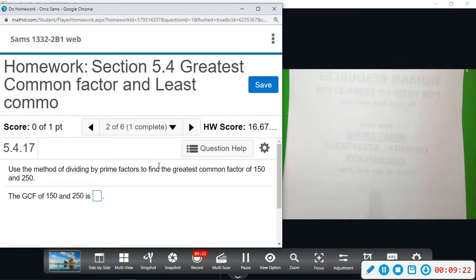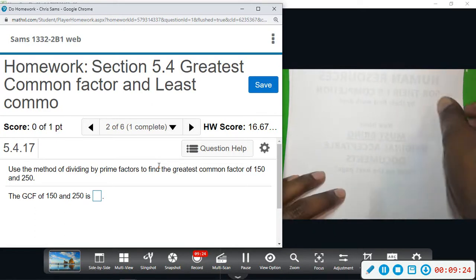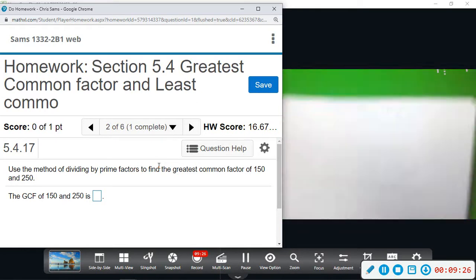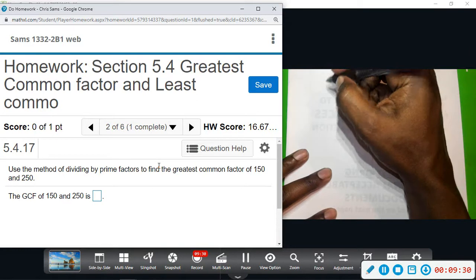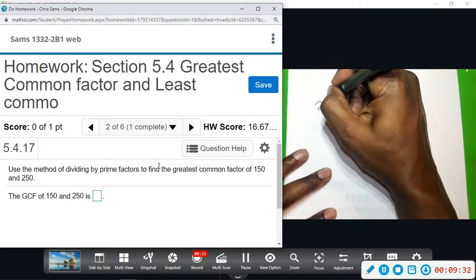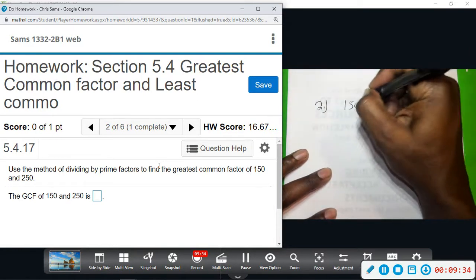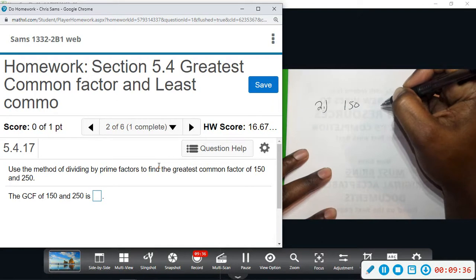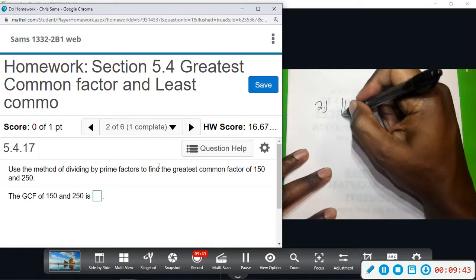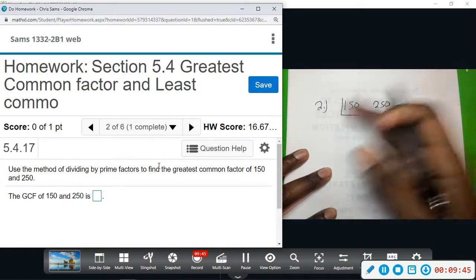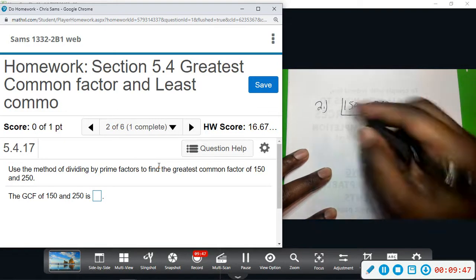It also wants to find the greatest common factor. It says by dividing primes. Okay, so that's the one we're going to use that method on. So 150 and 250. Now it says dividing primes, but I don't think it really matters. I think just as long as it's a factor.